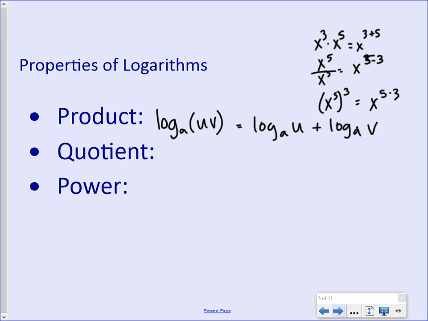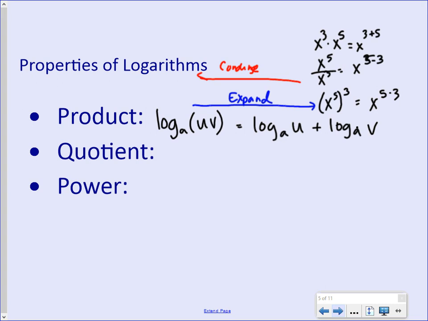And then if you go this way, it's called expanding your log. If you see 2 logs that have the same base that are being added together, and you go this way, it's called condensing your log. Do you remember those phrases? So you can go either direction in the property, put them together, take them apart.